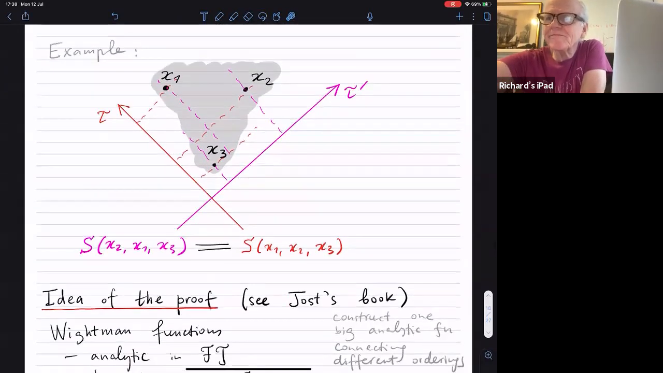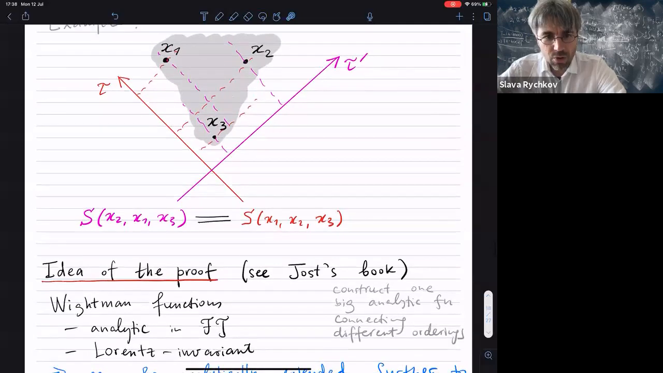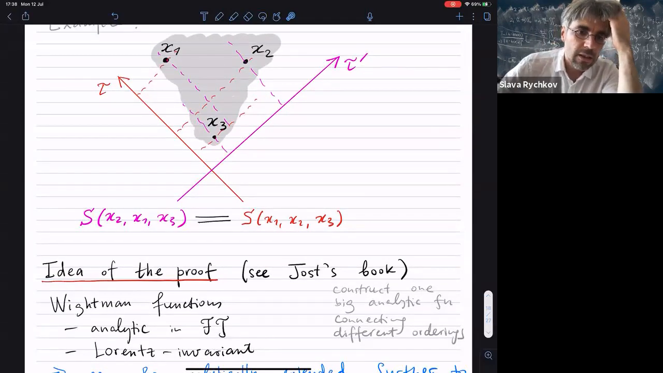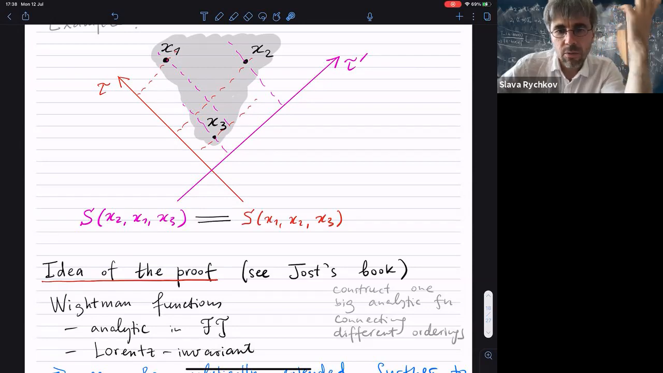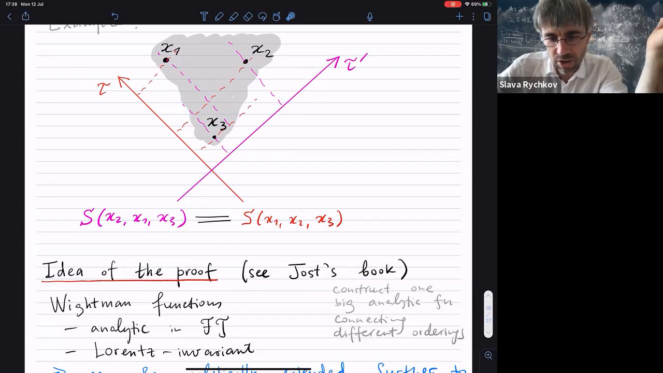Great, thanks. So I'm going to give you an idea of the proof of this theorem. The key to the proof is that we want to show that two functions are the same. So how do you show that two analytic functions are the same? Well, you have to show that they are part of one big analytic function, defined on a much bigger space. These two different orderings of the Schwinger function are a part of this big analytic function, and then they're going to be the same. So this is the idea.